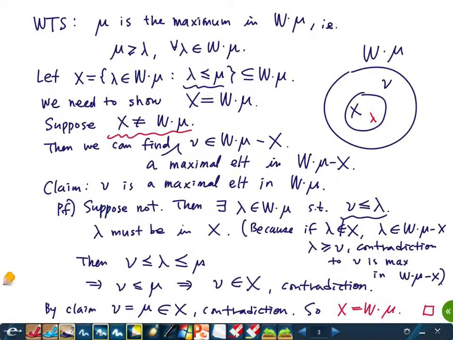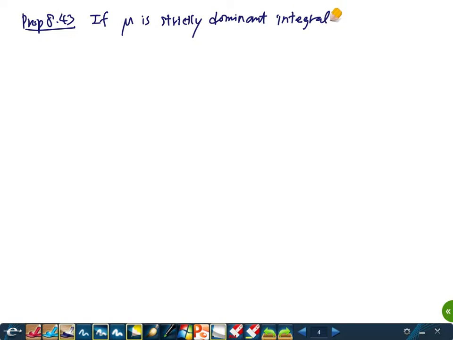And then the next proposition. If mu is strictly dominant and integral, then mu is higher than delta. So what is delta? Delta is half the sum of positive roots. So the proof is actually quite simple.